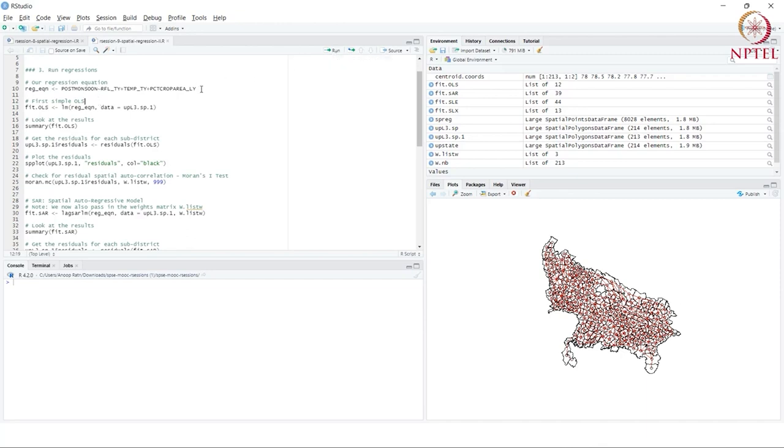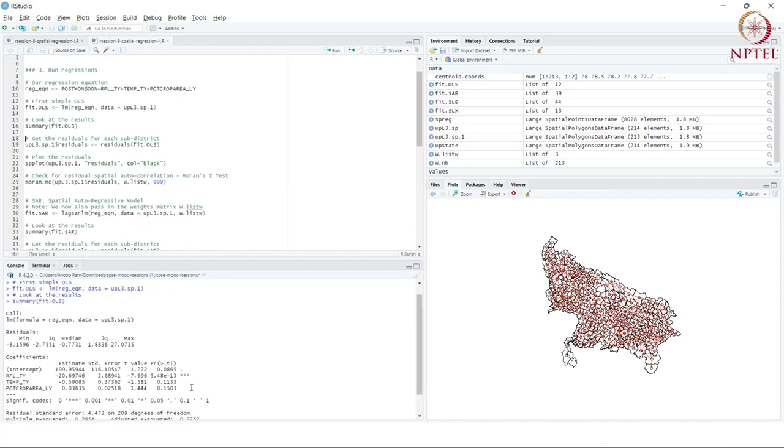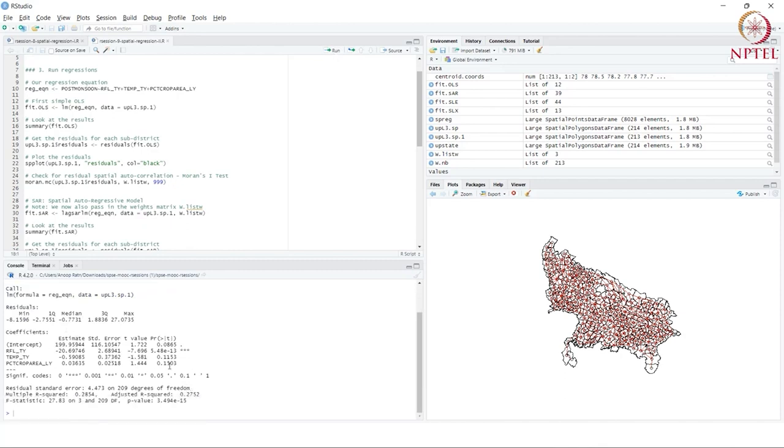And this is done, as you know, with the command lm. And then let's look at the results. So what we see is that rainfall is highly significant and the sign is negative, which is good news. If I may just tax you with a small exercise, what does it mean that the sign is negative? You might pause the video and think about it for a few seconds before you come back.